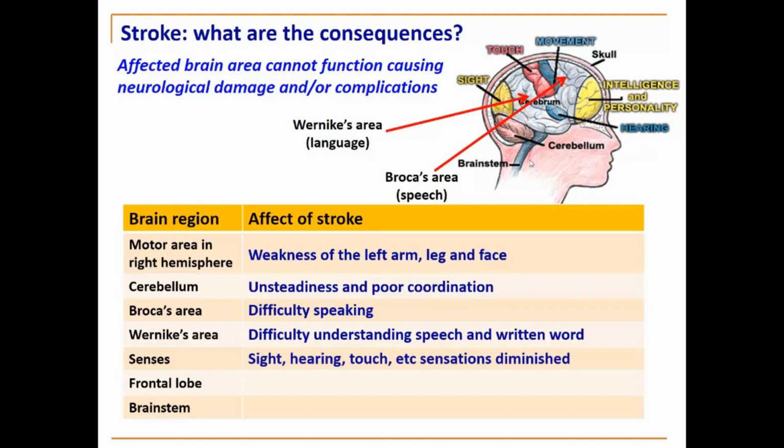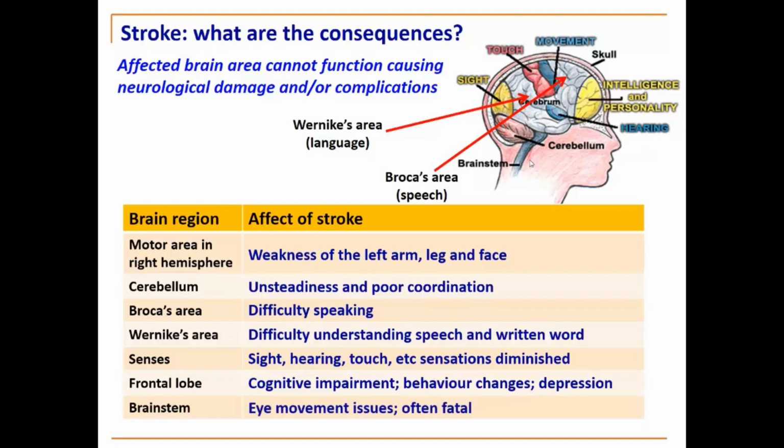Senses. So a variety of senses may be affected. So sight, hearing, touch, and other sensations may be diminished. Frontal lobe, you may get cognitive impairment, behavior changes, depression, and brainstem, of course, eye movement issues, but it's often fatal because of the key control centers that are there, your cardiovascular center, your respiratory centers, for example. You get the eye movement issues, of course, because some reflex issues arise in the brain stem.